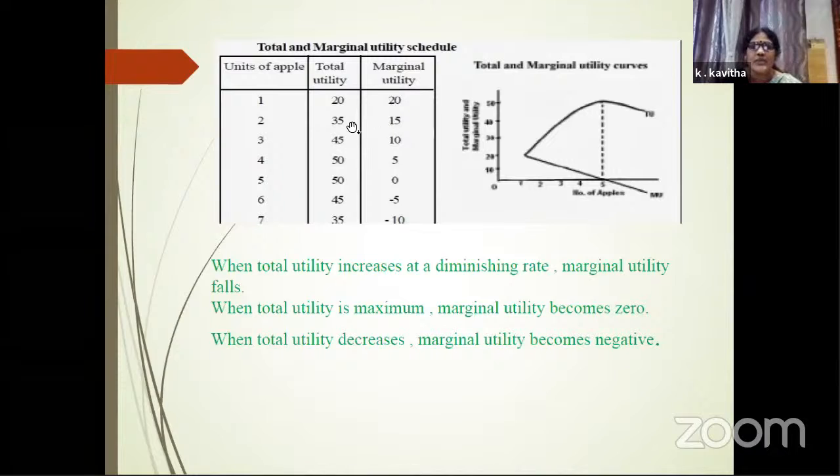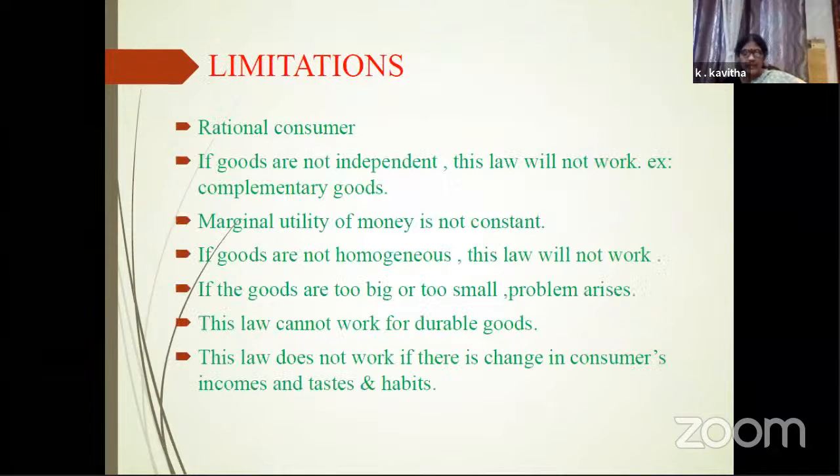The difference between the total utility from the second unit, if you subtract the first one, we will get the marginal utility. Okay, so this is the law which is explained by Alfred Marshall here, by using only a single good. Here we used only apples. Apples or oranges, you can take any one, but it is a single good only.